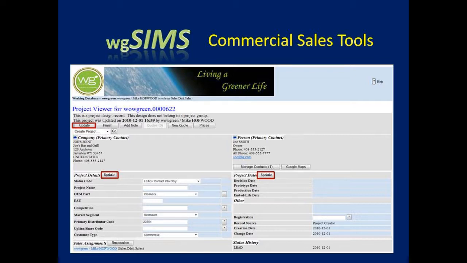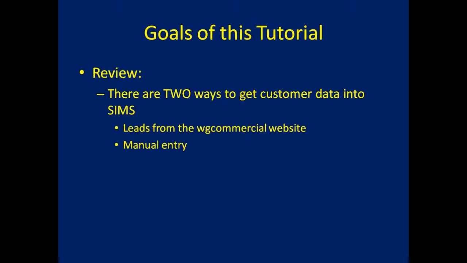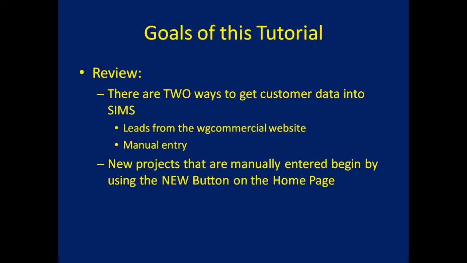If you're done entering, you may also click the finish button and the window will be closed and you'll be able to move forward. So let's review. There are 2 ways to get customer data into SIMS. The first way is leads coming from the Walgreen commercial website. The second way is manual entry, which we just went through. New projects that are manually entered into SIMS begin by you clicking the new button on the home page.